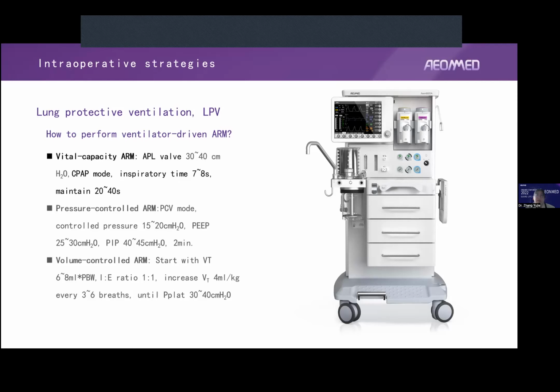And the last one is the volume controlled ARM. We start with the tidal volume of 6 to 8 milliliters per kilogram PBW.